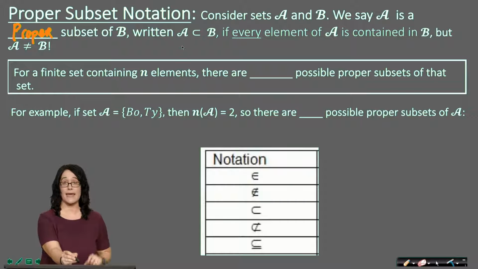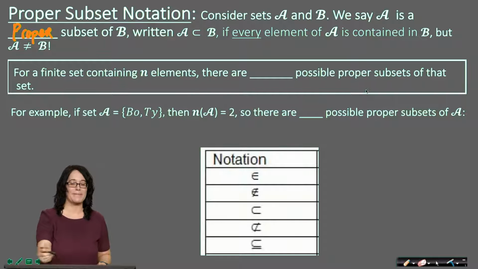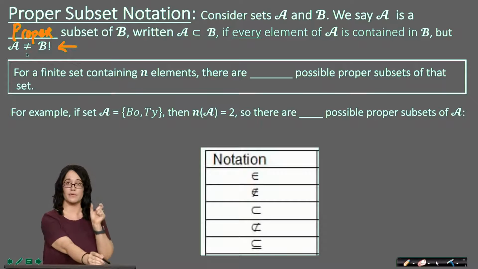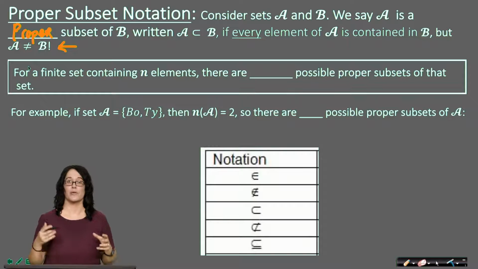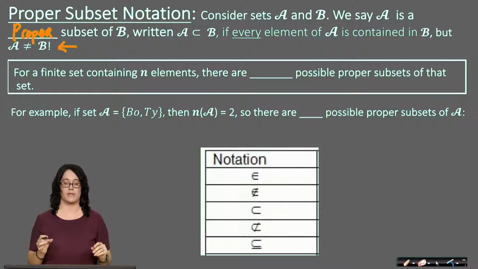Notice it says A, and then it has that horseshoe-looking symbol to the right. A is a proper subset of B if every element of A is contained in B. Well, that sounds familiar. It kind of sounds like the subset definition. That's right. But notice here, this is an important part. A, look at that symbol. It means does not equal. A does not equal B. So here, this is the proper definition of a subset.